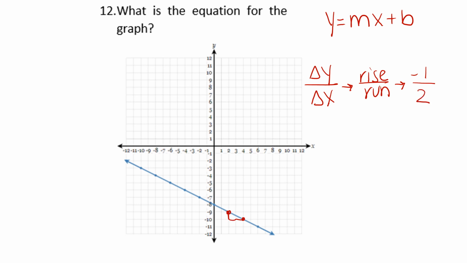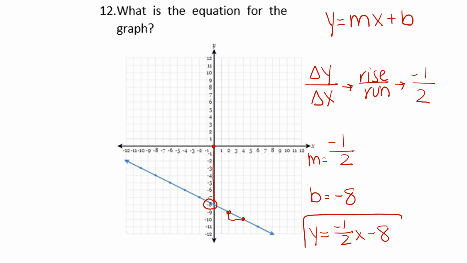Because we have a -1/2, that is going to be our rate of change, our slope. Our initial value starts at 0, and we see where it crosses the y-axis. It crosses down at -8, and so we use those 2 pieces of information to make our equation. Y equals -1/2x, because m and x always go together, and then the -8 at the end for the b value.